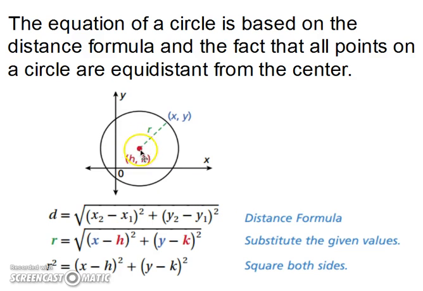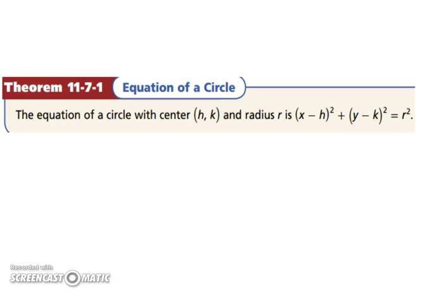So we're going to make the center of our circle (h, k), and the point on the circle will stay as (x, y). If we substitute (x, y) and (h, k) into our distance formula, we have r equals the square root of the quantity x minus h squared plus the quantity y minus k squared. To get rid of this square root symbol, we simply square both sides of the equation, giving us r squared equals the quantity x minus h squared plus the quantity y minus k squared. And folks, that is the equation of a circle.